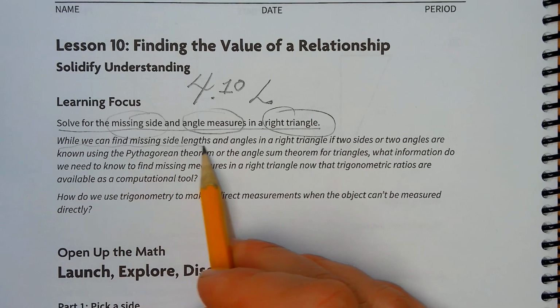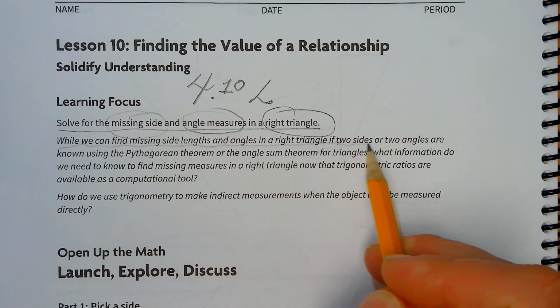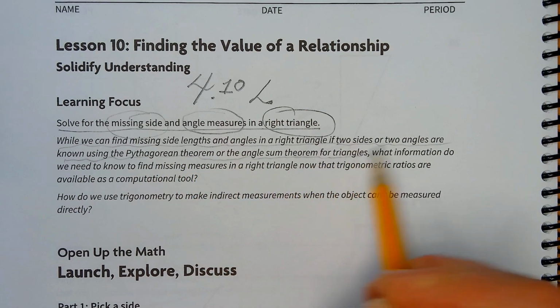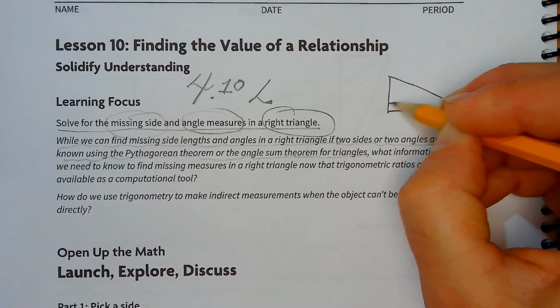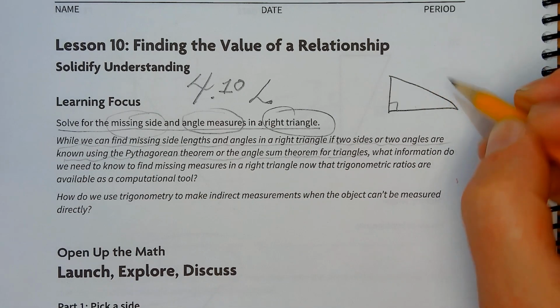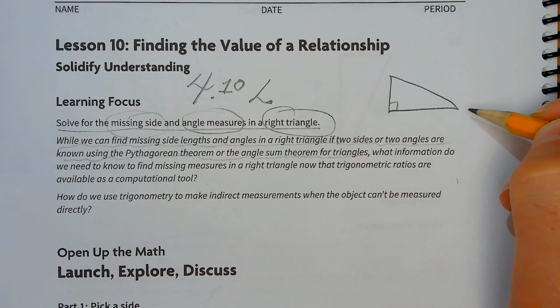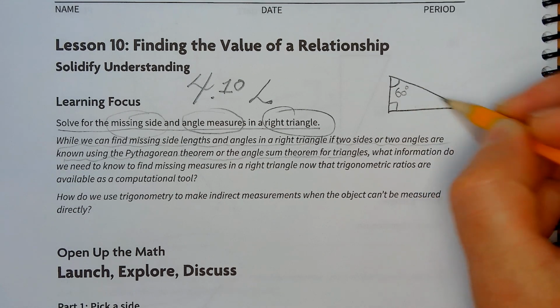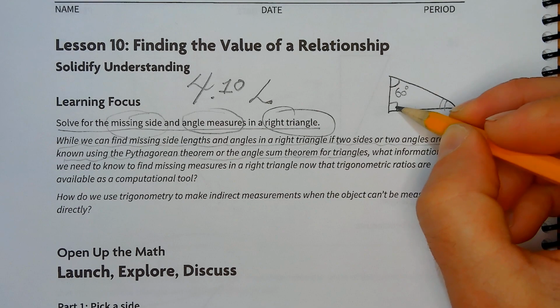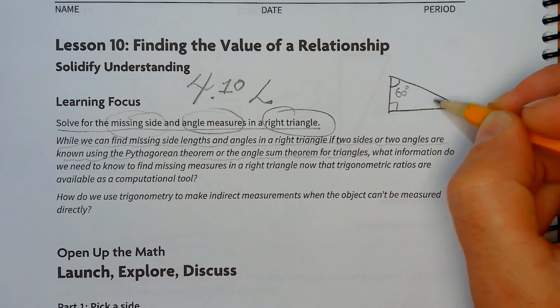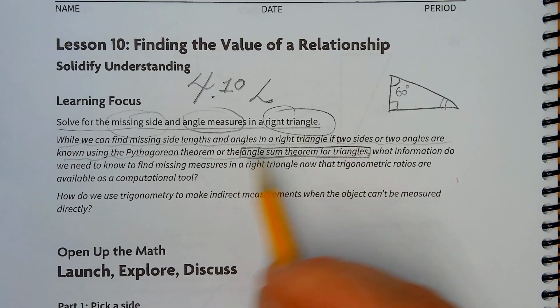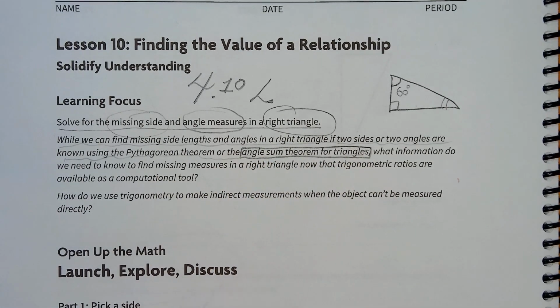Well, we can find missing side lengths and angles in a right triangle if two sides or two angles are known using the Pythagorean theorem or the angle sum theorem for triangles. So what they're saying is, if it's a right triangle and you know two sides, then you can figure out the third side using Pythagoras. Or if you know two angles, then you can figure out the last one, because 90, 60, remember it has to add up to 180. That's called the angle sum theorem for triangles. So using those is one way to do it, if you have two sides and two angles.